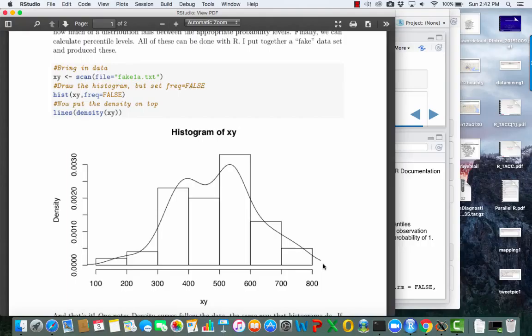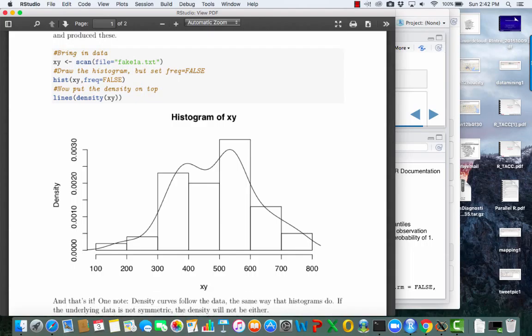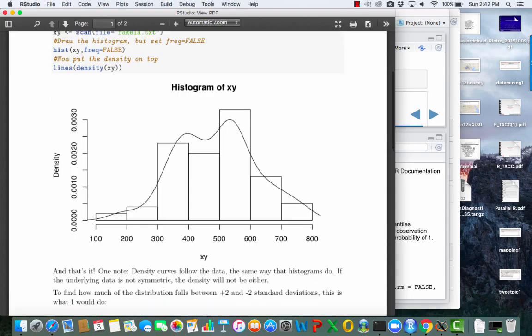So you can see that this follows a fairly decent symmetric distribution. Now one thing, and they didn't really mention this, the density along with the histogram, it tracks the data. So if your data isn't symmetric, your histogram won't be, nor will your density estimate. So kind of think about that when you're drawing these.